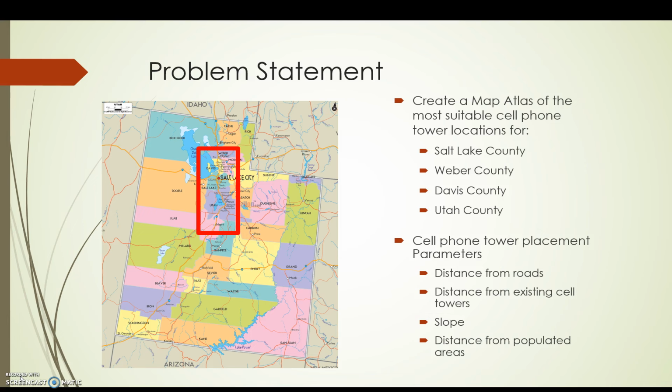To find the optimal cell tower placement, we set 4 different parameters, which include distance from roads, distance from existing cell towers, slope, and distance from populated areas. Distance from existing cell towers so that time and money wouldn't be wasted on placing new cell towers near existing cell towers. Slope to find suitable locations to build cell towers. And distance from populated areas so that cell towers are placed in optimal locations near the areas that need cell towers the most.